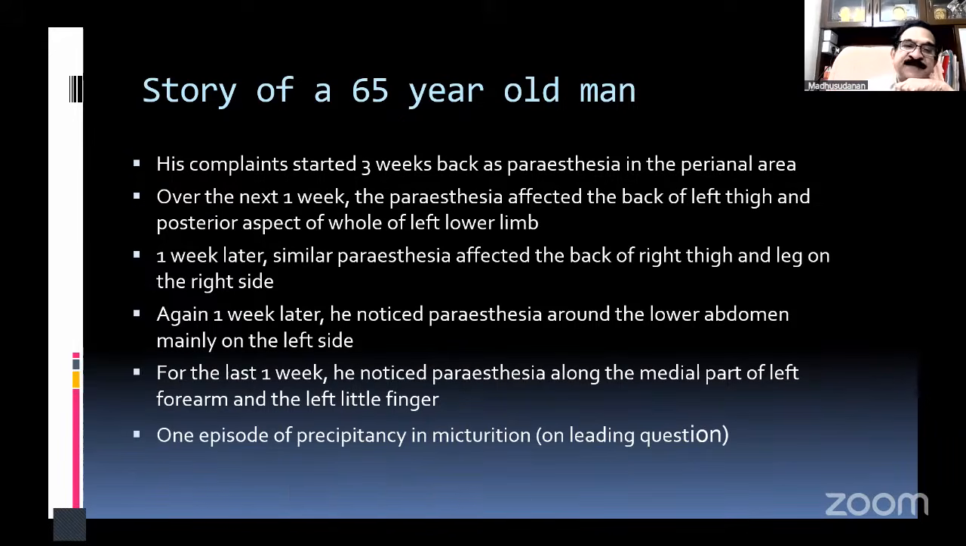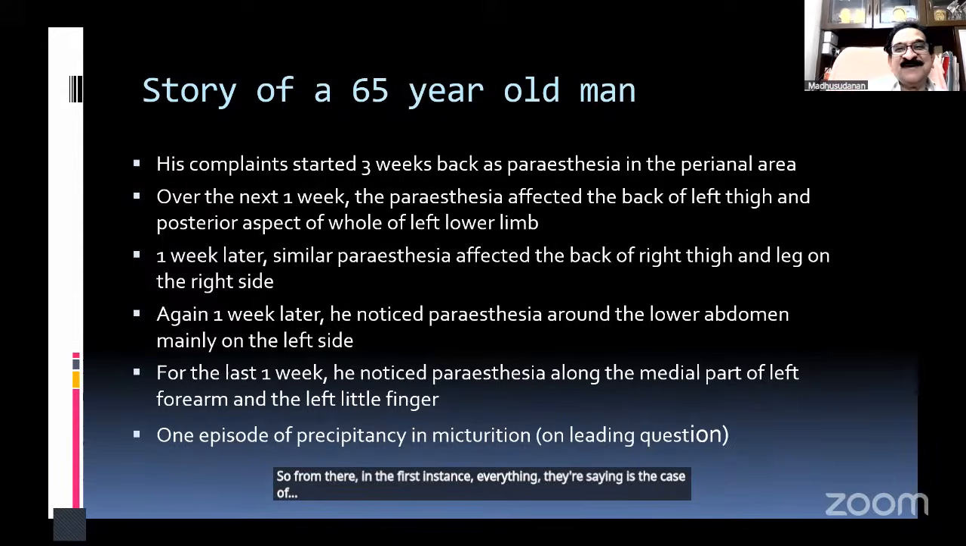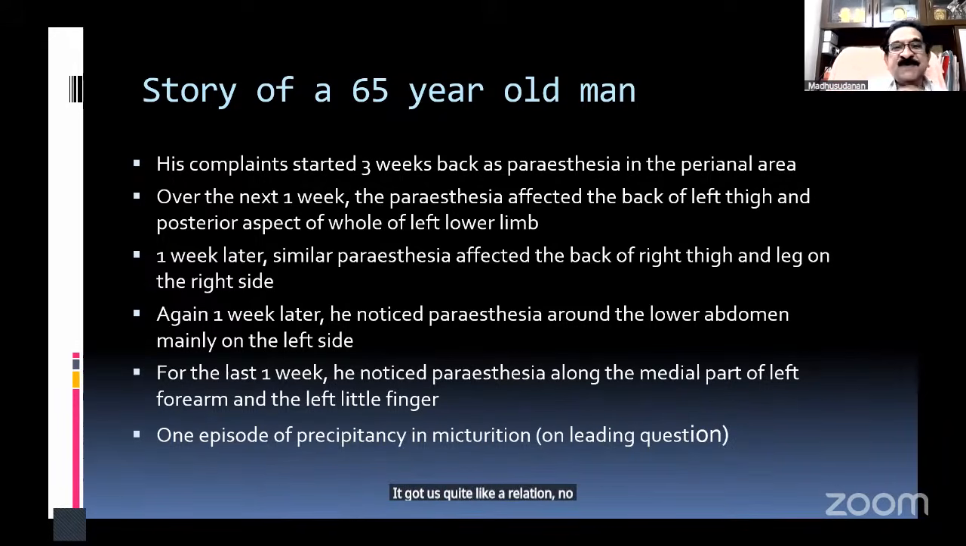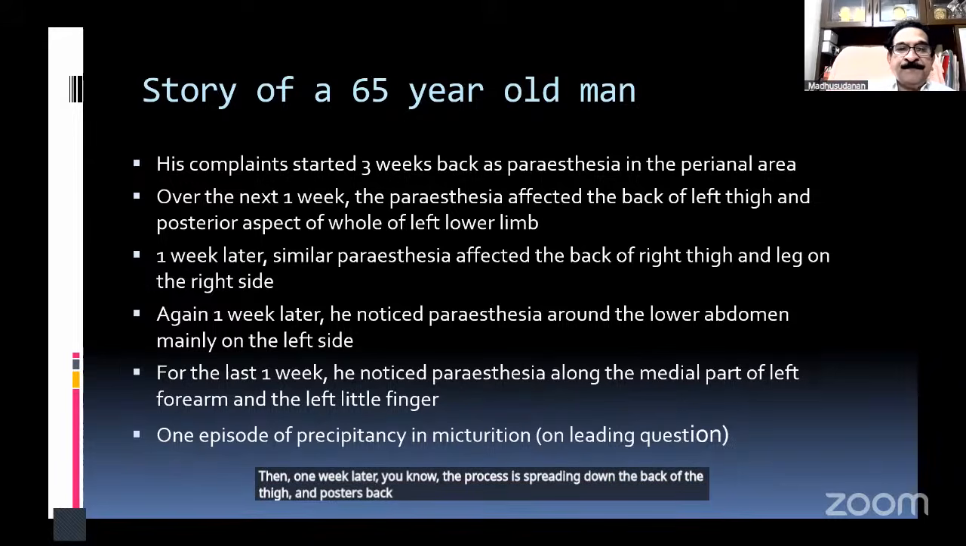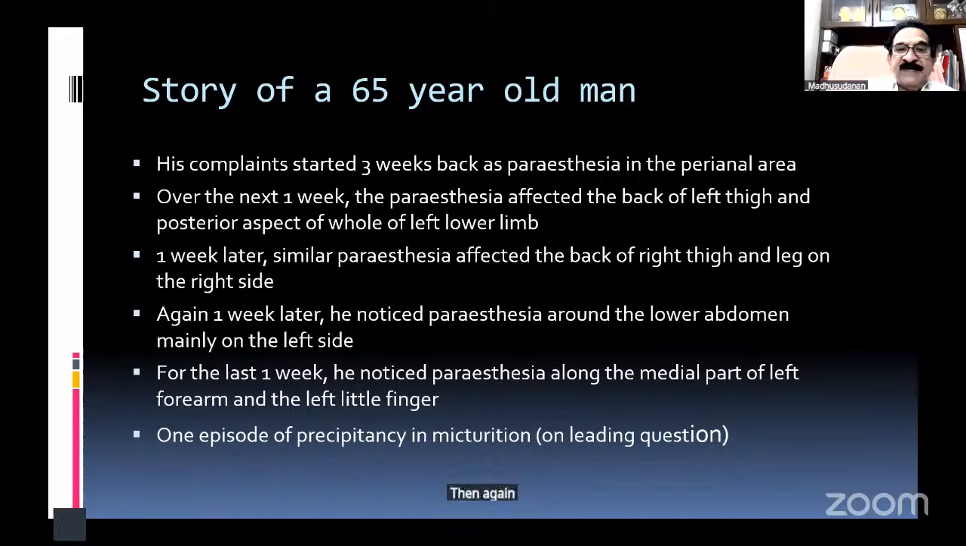And one episode of precipitated infection on leading question. So this is the story of the patient, no other complaint. From the first instance, you may think it is an easy case of conus lesion, no? So this is the evolution. Paresthesia in the perianal area 3 weeks back. Then 1 week later, paresthesia spreading down the back of the thigh and posterior aspect of the left lower limb. Then again 1 week later, paresthesia in the abdomen, mainly on the left side, but bilaterally. Then paresthesia on the medial part of the left forearm and little finger.